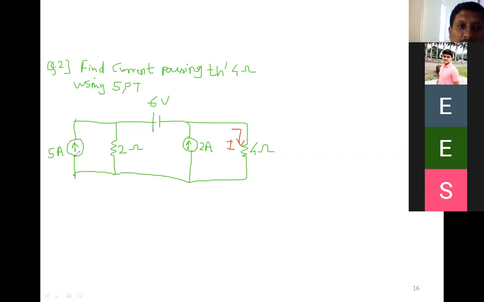So I1 is due to what? 5 ampere current source. I2 is due to what? 6 volt voltage source. I3 is due to the 2 ampere current source.